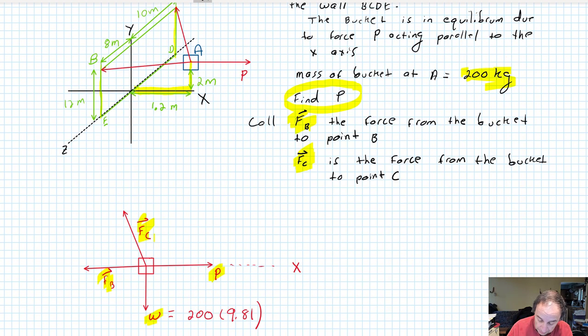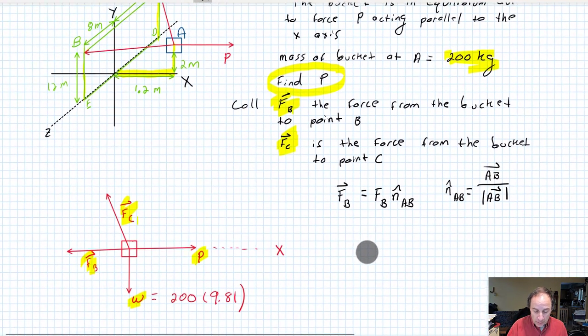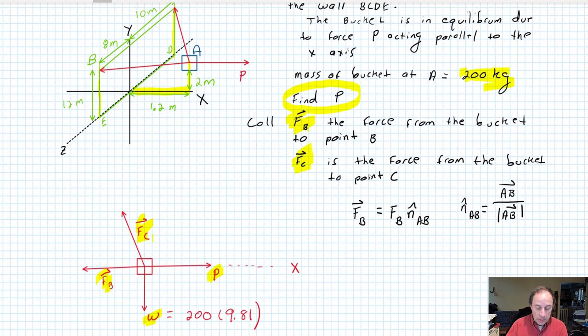So for FB, we're going to need a unit vector. We have the magnitude times the unit vector. Just recall that a unit vector is that vector divided by the magnitude of that vector, and then you're left with direction. All right, so I'm going to make it so we can see my diagram.